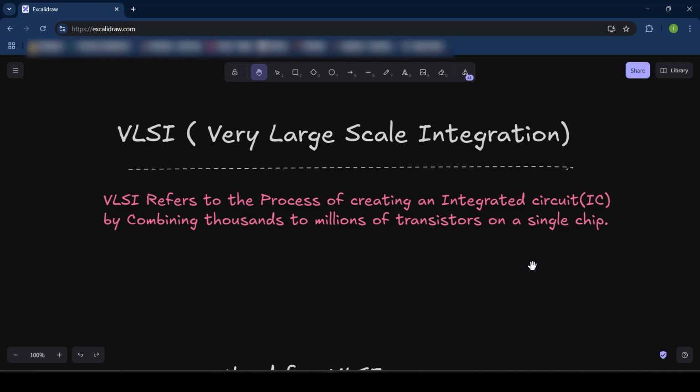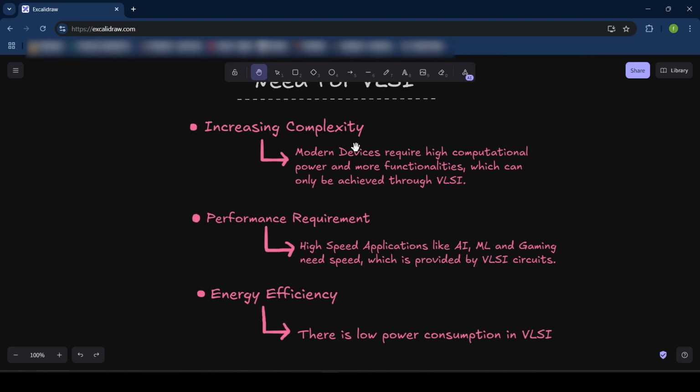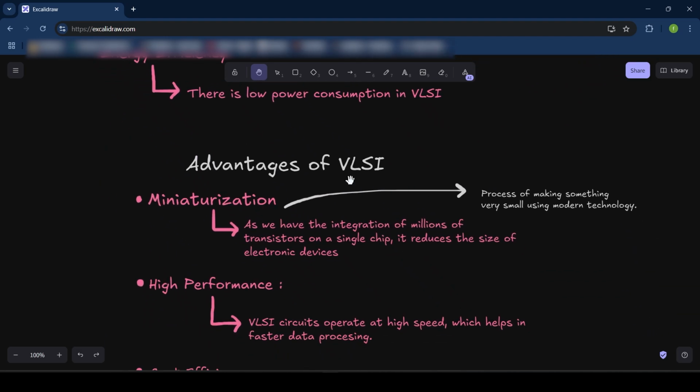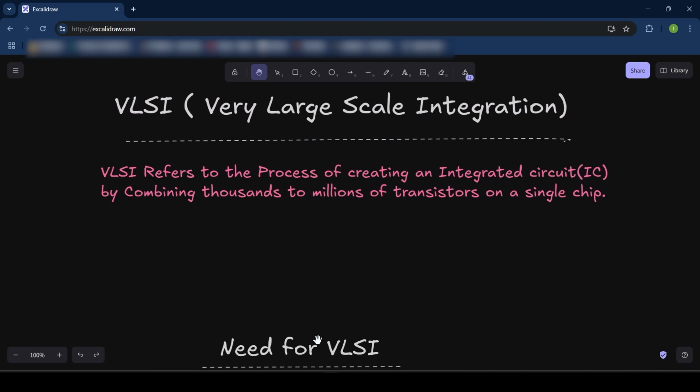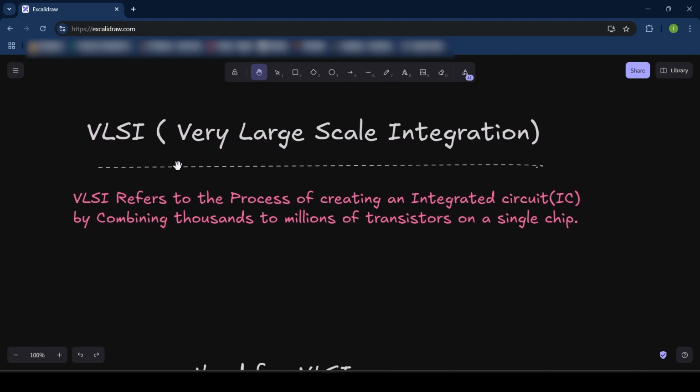So in this video, I will explain VLSI, what is the need for VLSI, and the advantages of VLSI as well as their real life uses. So let's start with the definition. VLSI, that is very large scale integration, basically means the process of creating ICs, that is integrated circuits, by combining thousands or maybe millions of transistors on a single chip.